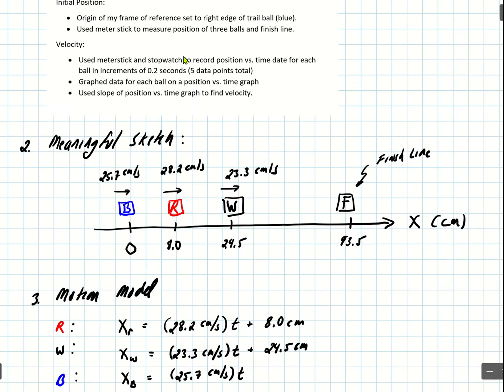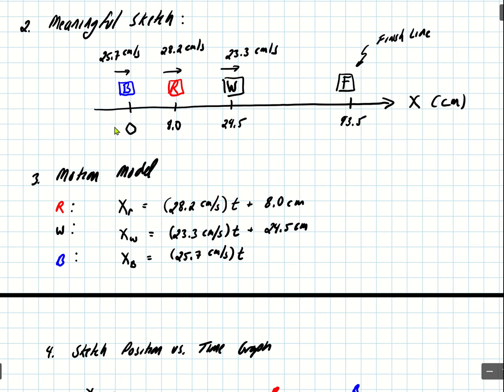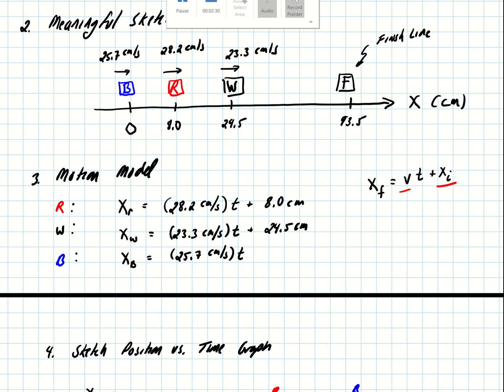Publish your motion model. When I say publish, I mean I just want units. So let me add that real quick. What's the format for our motion model? The template: x final equals the velocity times time plus the object's initial position. What you're going to do is replace the v with a quantity and x initial with a quantity. And that's what I've done here.